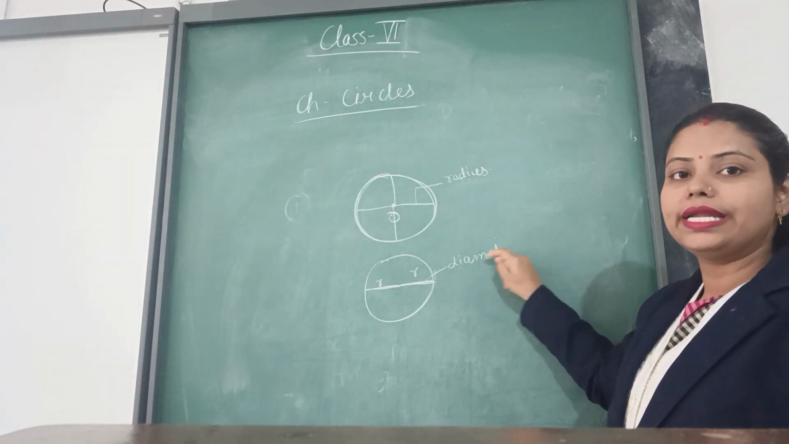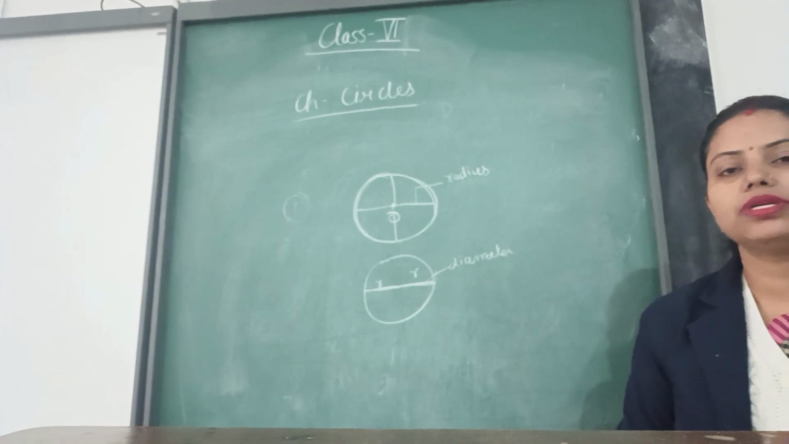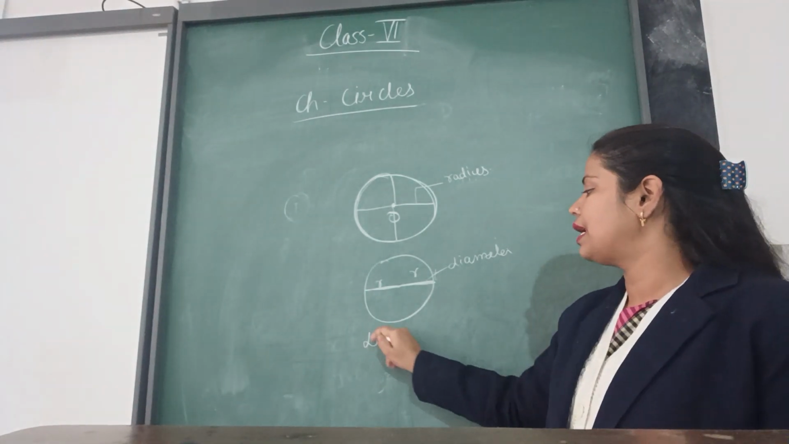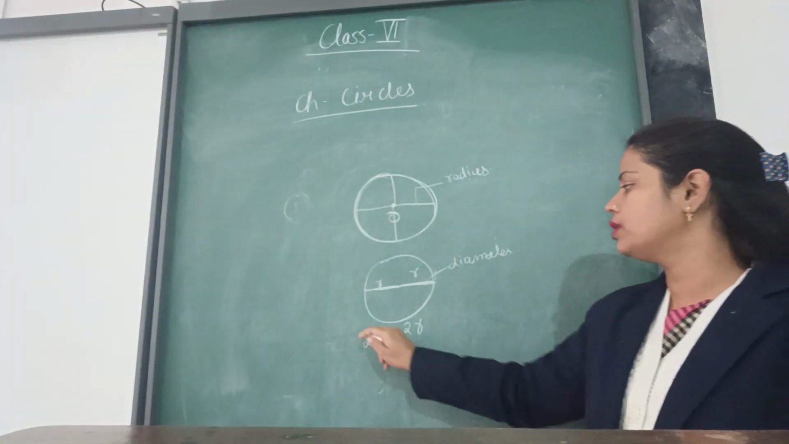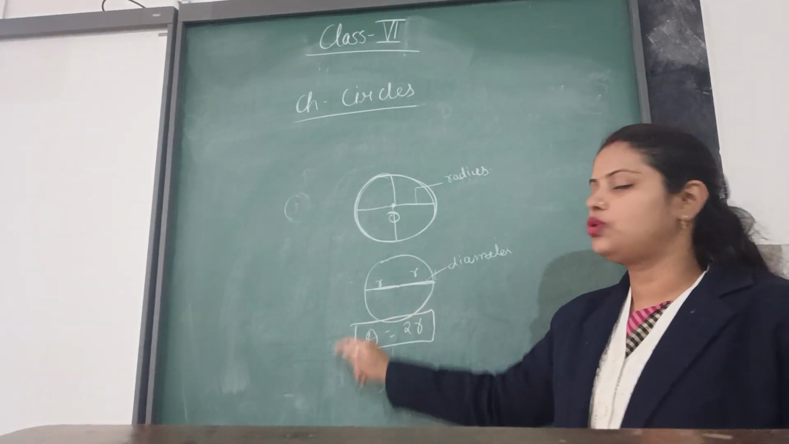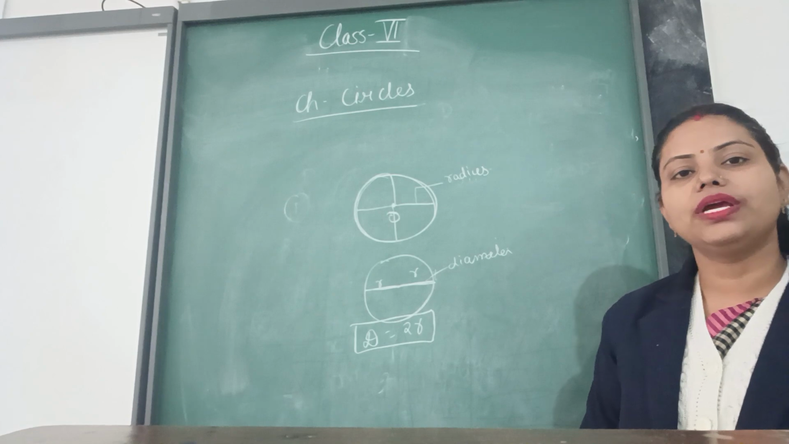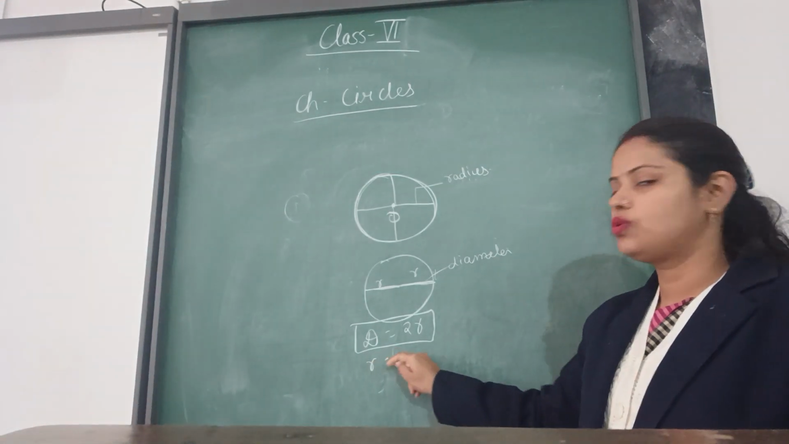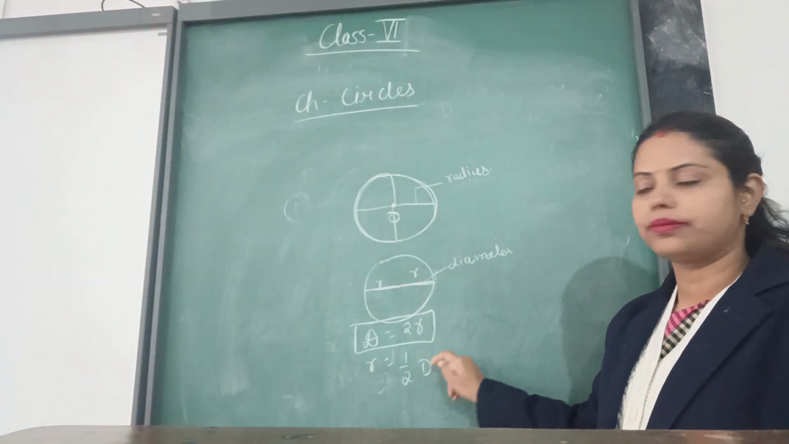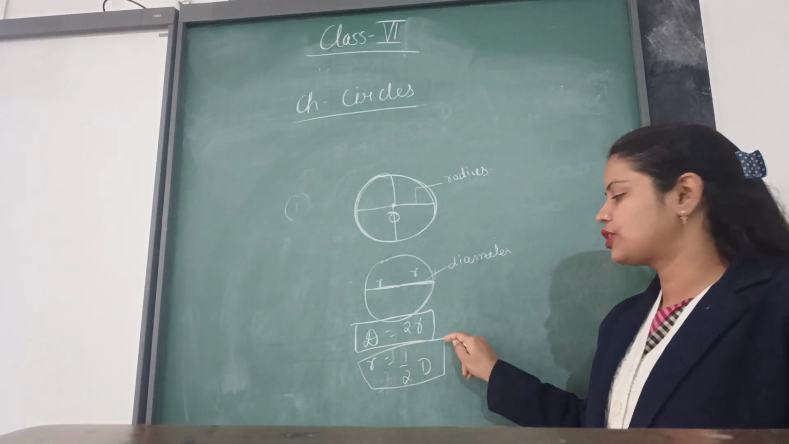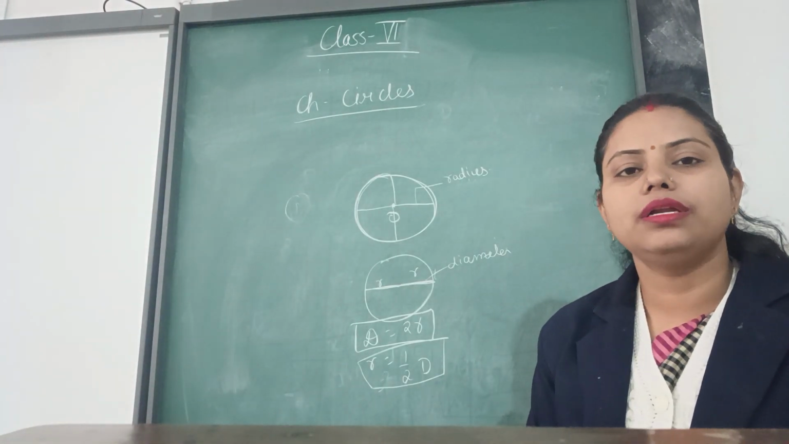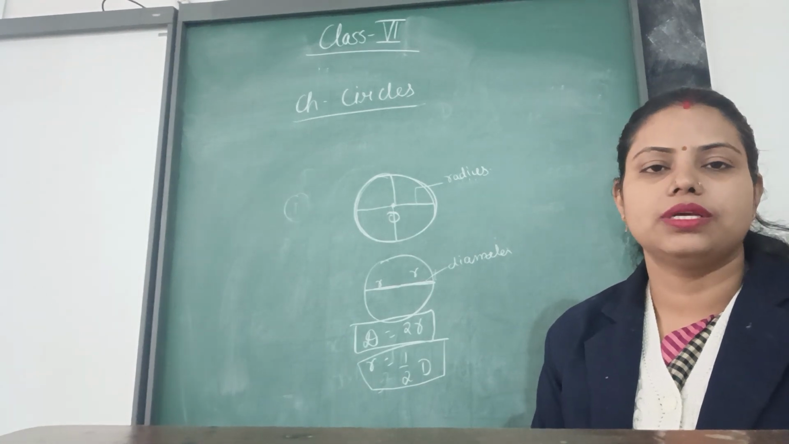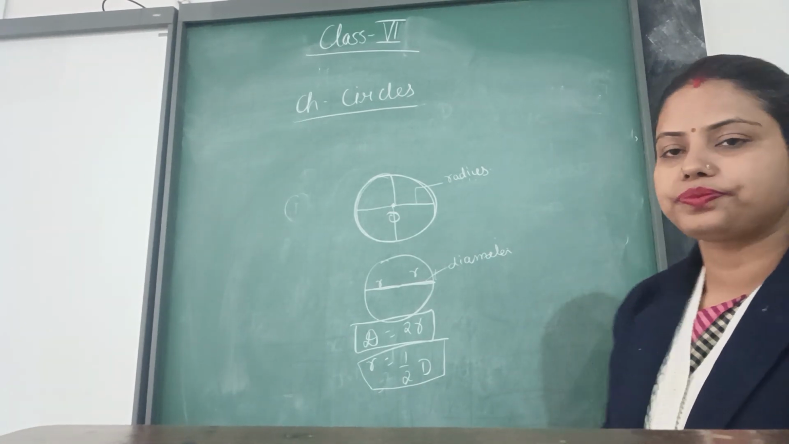So from here we are getting the first important relation related to the circles, which is the diameter is equal to twice of radius. It's very important to learn. Diameter is equal to twice of radius. Or we can write down radius is equal to half of diameter. Both are important, and it is actually the same thing.